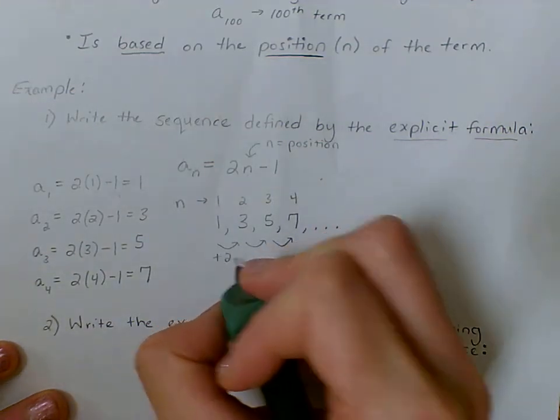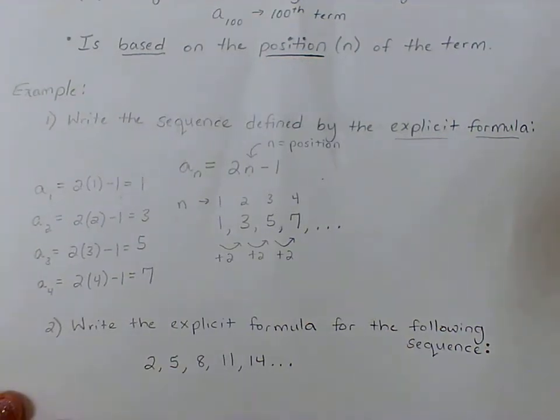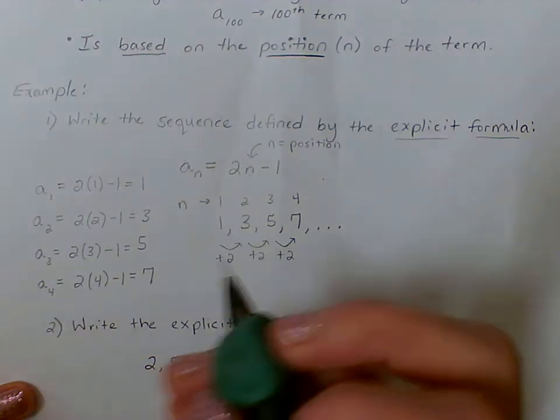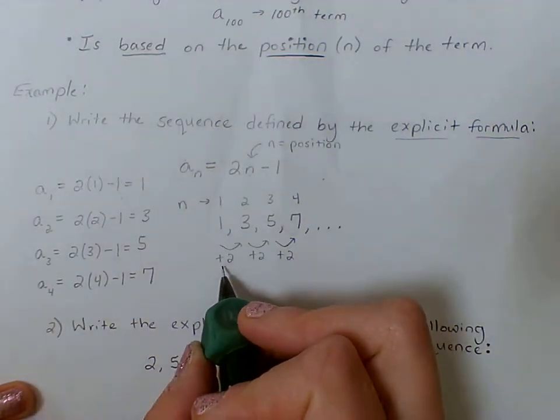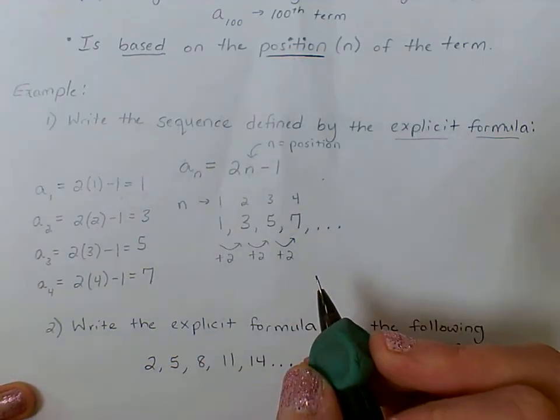Well, and you'll notice that we're adding 2 each time. So this would actually make an arithmetic sequence. The other thing I want you to realize is, if you think back to what we were doing with linear functions, you'll remember we added that constant number. So this would actually be a linear function.